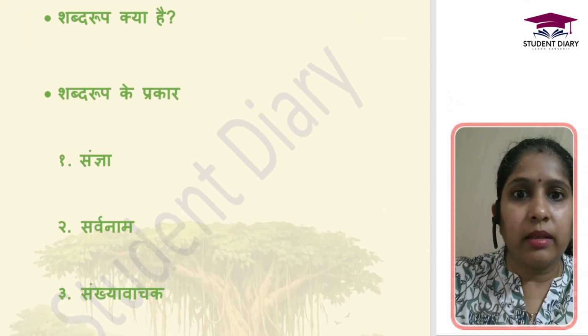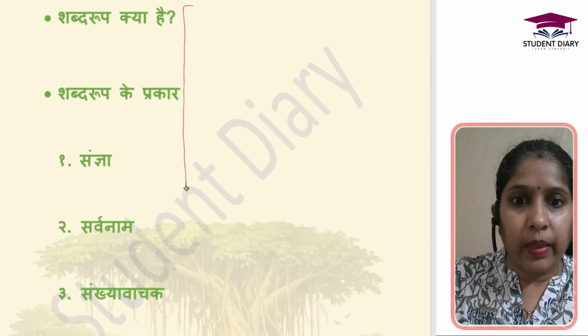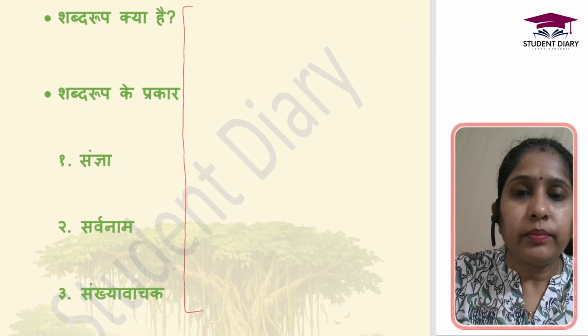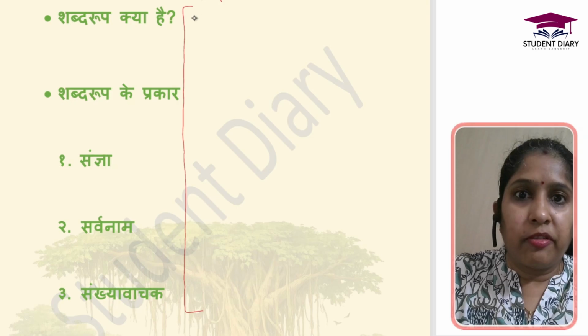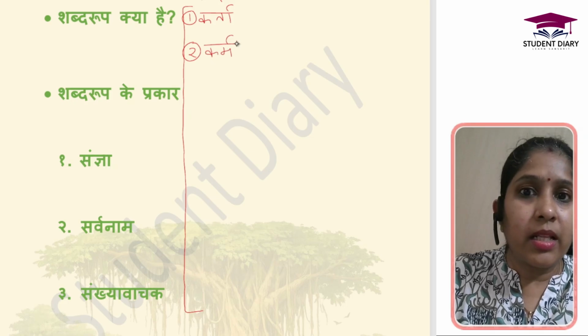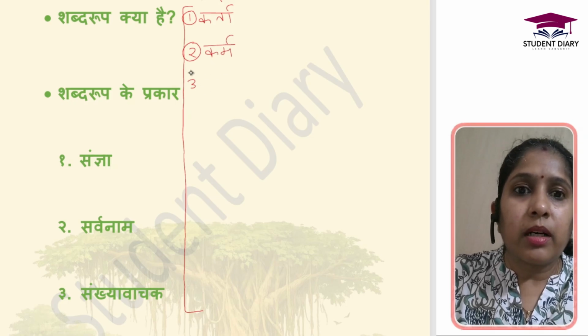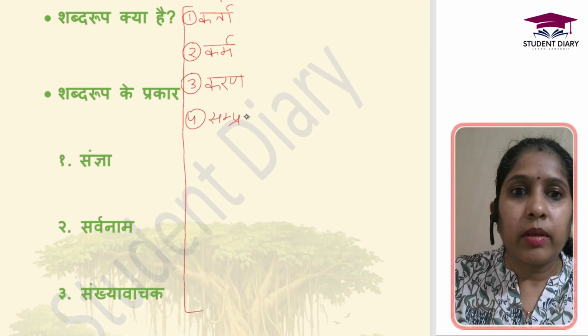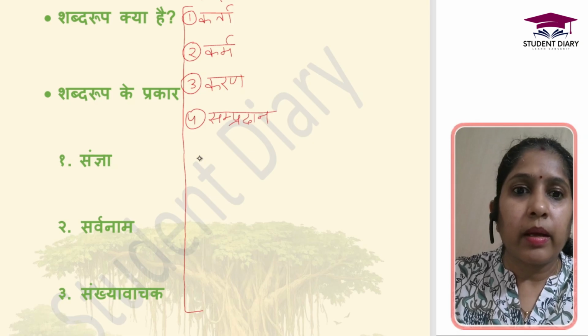I have space here. Let me write here: karak. So the first one is your karta. The second one is your karm. They are in the order I am writing. The third one is your karan. The fourth one, sampradan. Now, the fifth one is apadan. Sixth, sambandh.